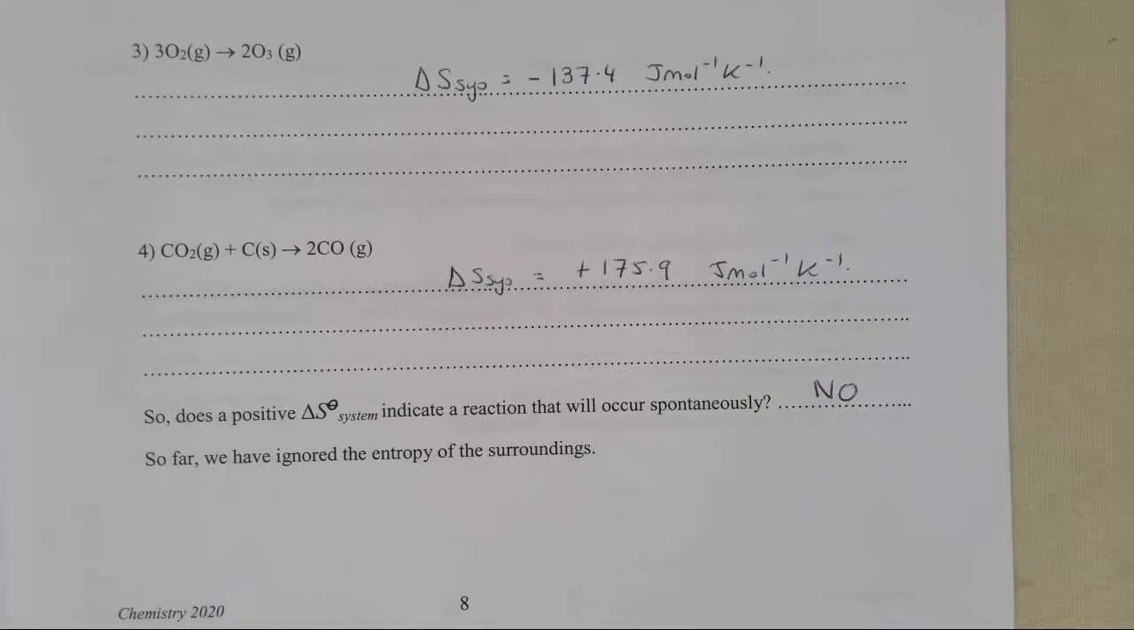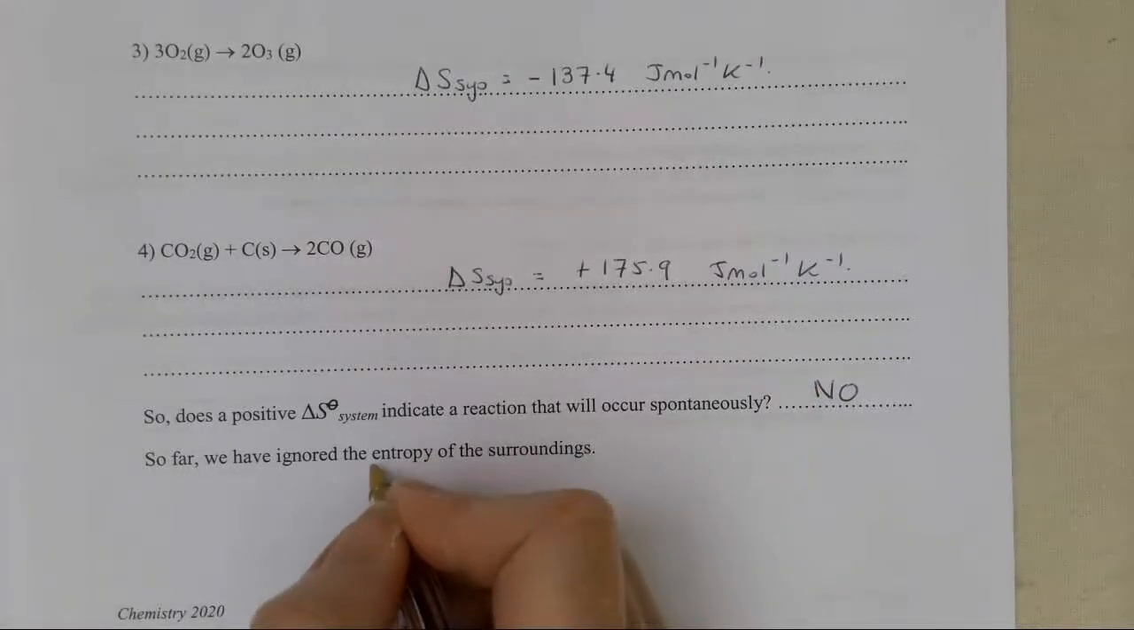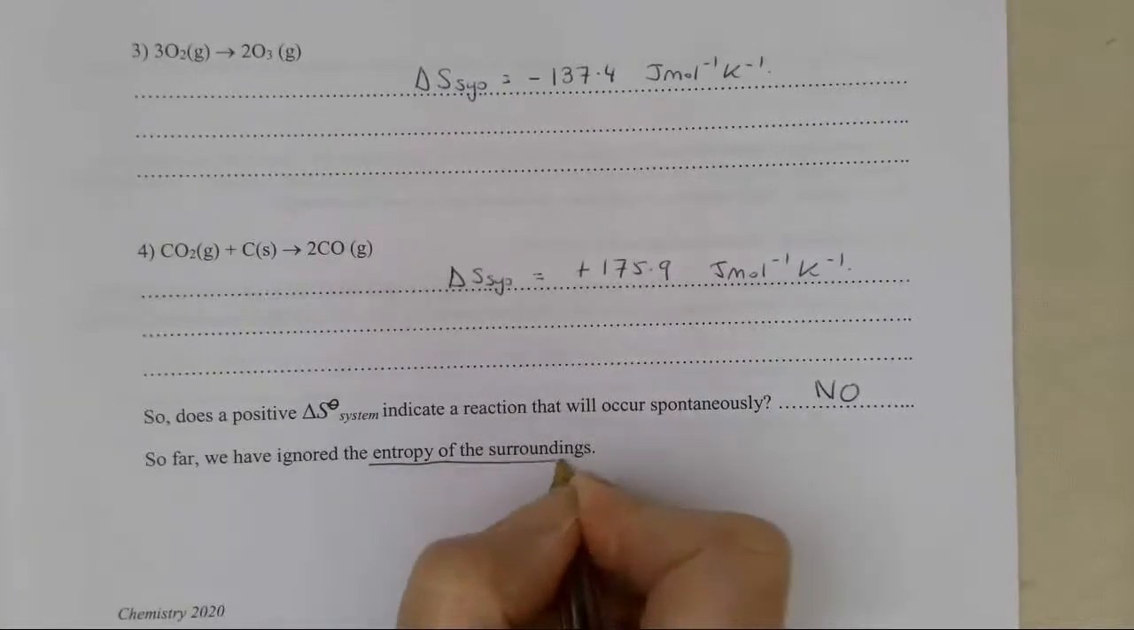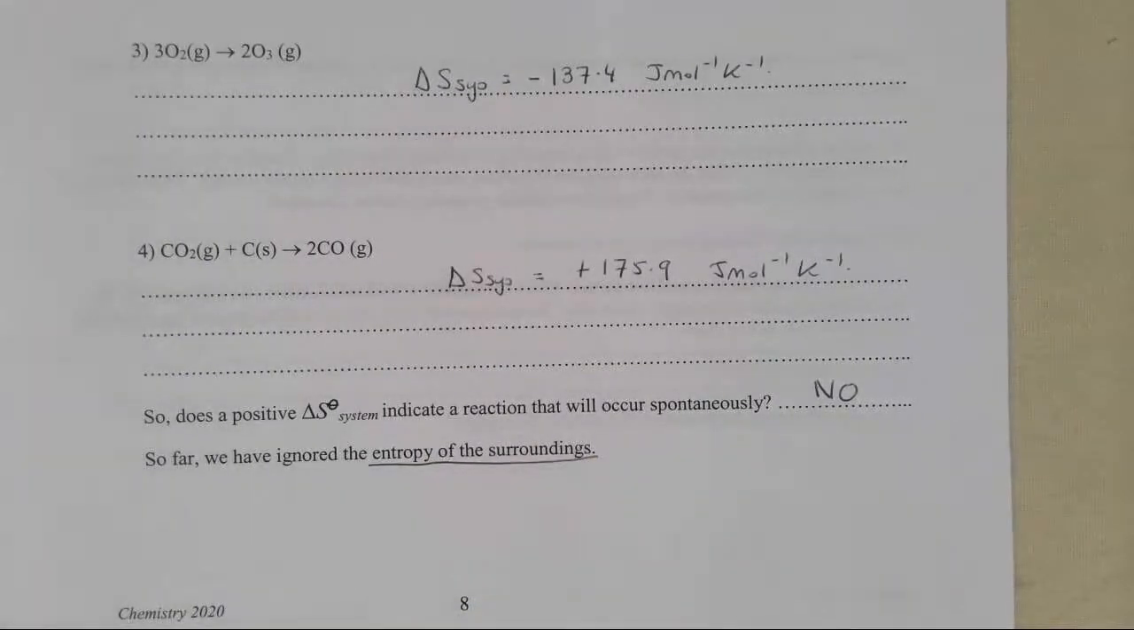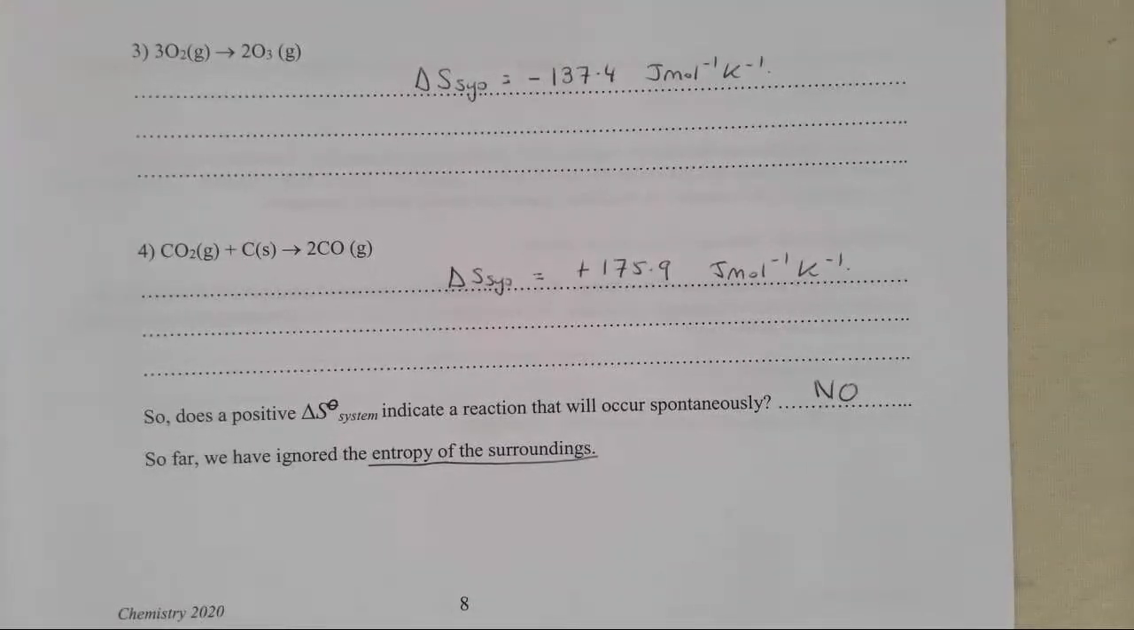What we haven't considered is what is happening to the entropy of the surroundings. If you remember, we have the system, which is the chemicals, and the surroundings, which is everything else. All we've looked at so far is the system. We need to look at both the system and the surroundings to determine whether or not a reaction is feasible. And in the next video, we're going to look at entropy of the surroundings.